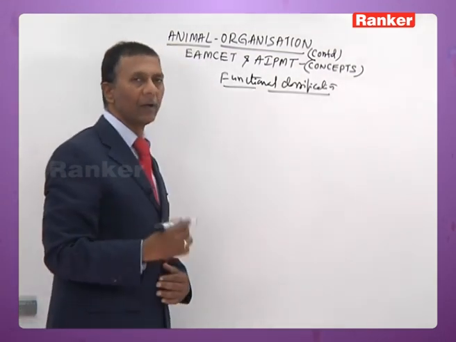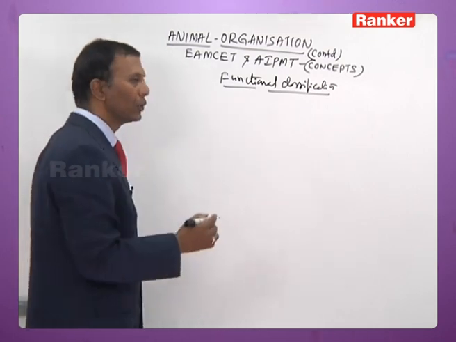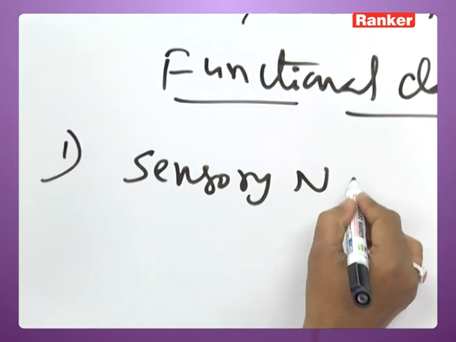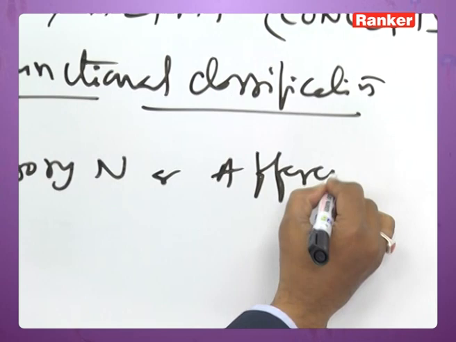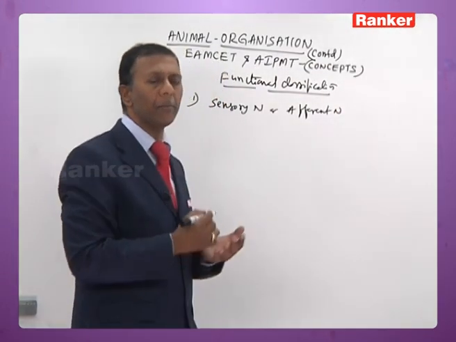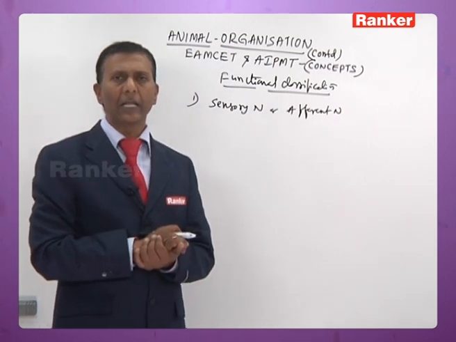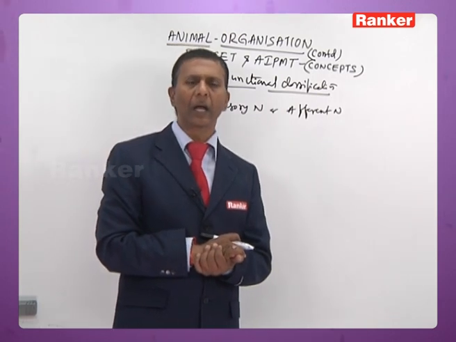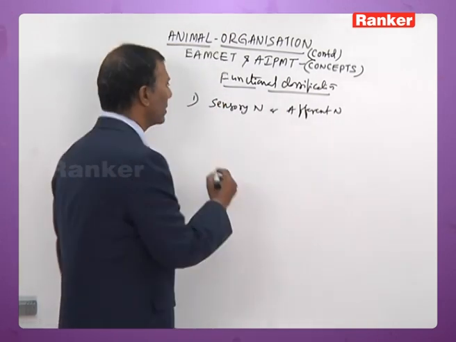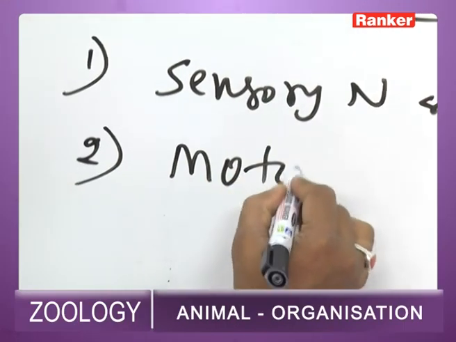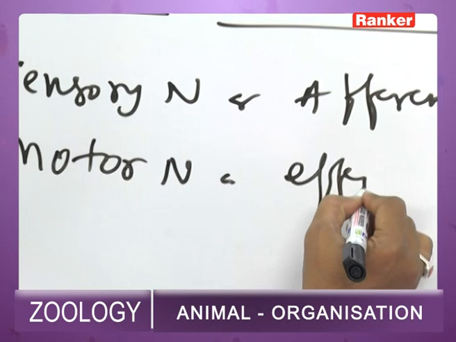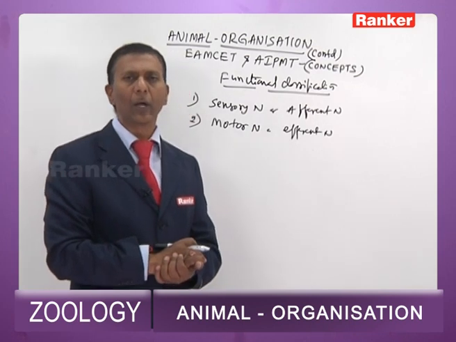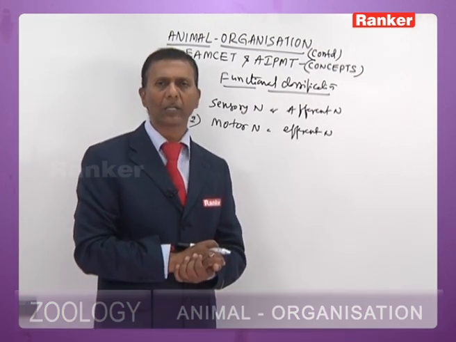Now, on the basis of mode of functioning, you can divide the neurons into about 4 types. First one, you have sensory neurons. Sensory neurons are also called afferent neurons. The neurons that carry impulses from the skin, the receptors and somatic organs to either the spinal cord or brain are called sensory neurons or afferent neurons. The second one is motor neurons or efferent neurons. The neurons which carry messages from the brain or spinal cord to the effectors are called motor neurons or efferent neurons.